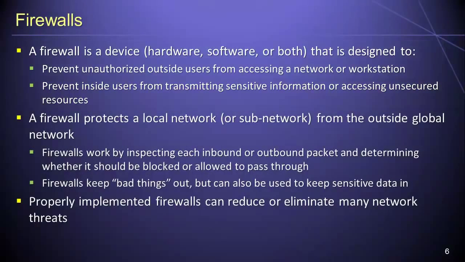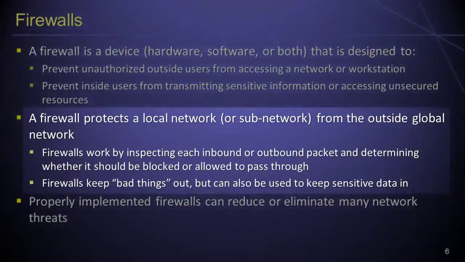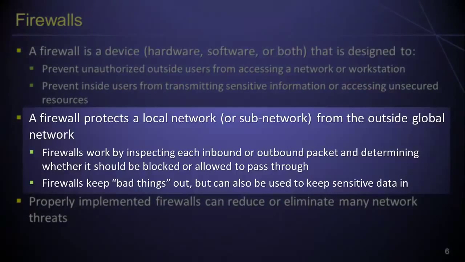From a broader point of view, the purpose of a firewall is to protect and isolate a local network or subnet from an outside network. A firewall works by inspecting each inbound or outbound data packet and determining whether those packets should be discarded, modified, or allowed to pass through in their current form. Put another way, firewalls are designed to keep bad things out of a local network or subnet, while simultaneously keeping valuable or sensitive data from escaping to the outside world.